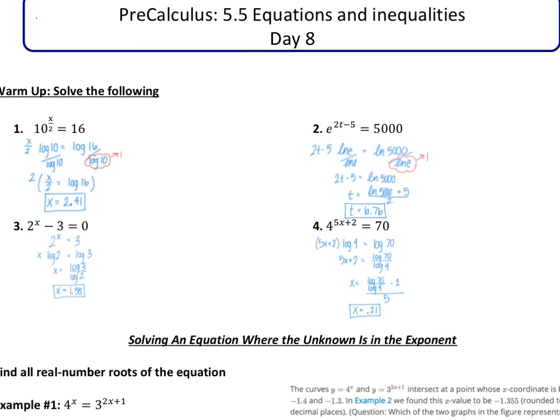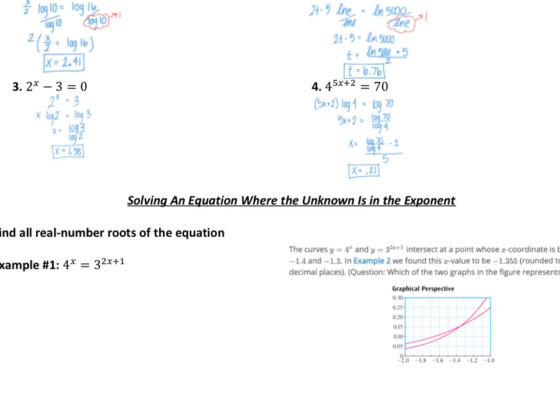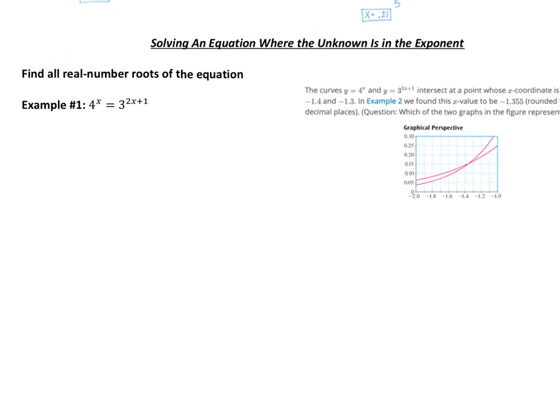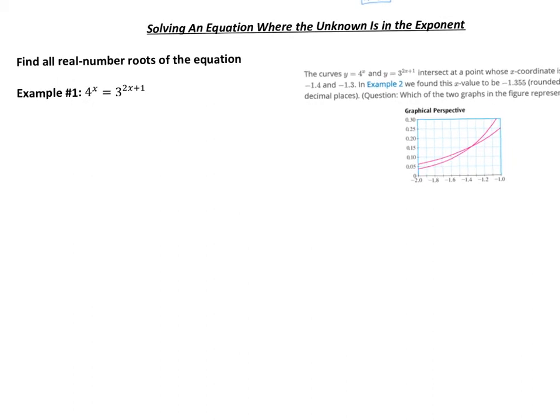Moving on a little bit, we're going to solve an equation where the unknown is in the exponent. We're going to find all real number roots of the equation 4^x equals 3^(2x+1). So we've done one similar to this in our last notes.